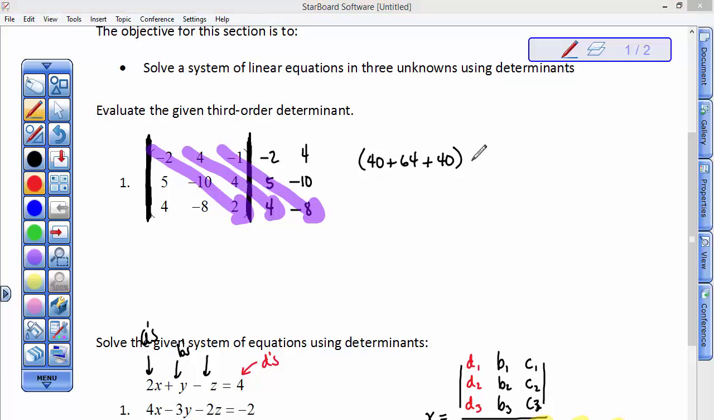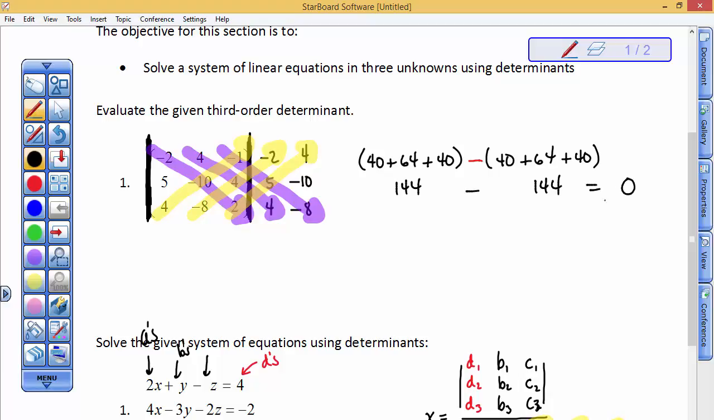And then you need to subtract the other diagonals. So right here, 4 times -10 times -1 would be a positive 40. This -8 times 4, which is -32, times -2 is a positive 64. It's a fluke that this determinant turns out to have the same factors here. And then 2 times 5 is 10, times 4 is 40. Whether or not you happen to notice, this is 144 and this is 144, and when you subtract that, the value of this determinant is equal to 0.